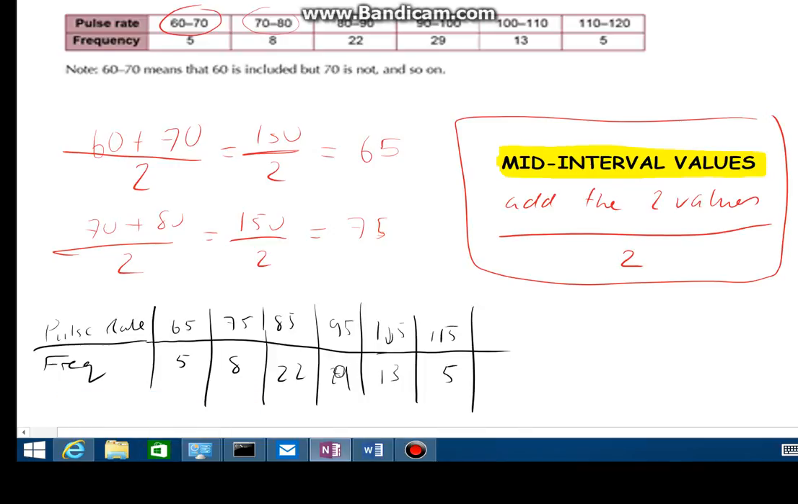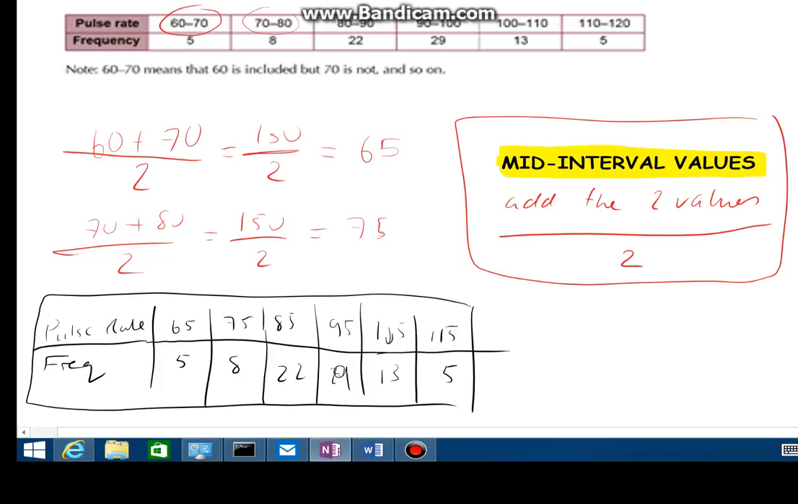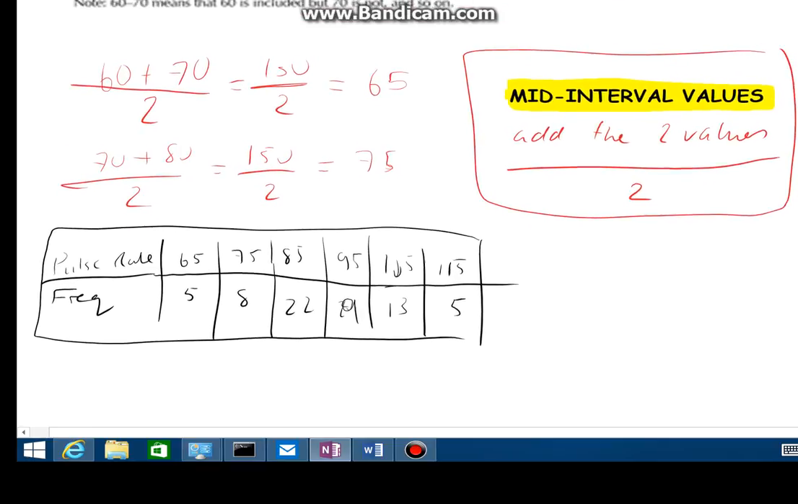Sorry, that pen isn't working overly well today, but I think you get the idea from it. So for your pulse rate 65, the frequency is 5. So if the heart rate was between 60 and 70, we've now said the mid-interval value is 65, and there's 5 people that were in that bracket. Then between 70 and 80, we give a mid-interval value of 75, and we said there was 8 people within that heart rate, and so on. From here now, it actually just goes back to finding the mean of a frequency distribution, which we did earlier on.